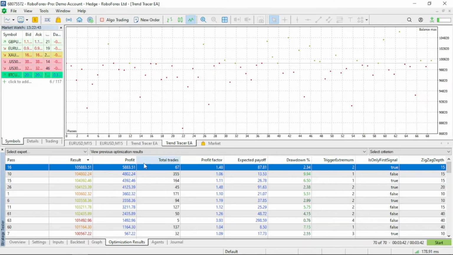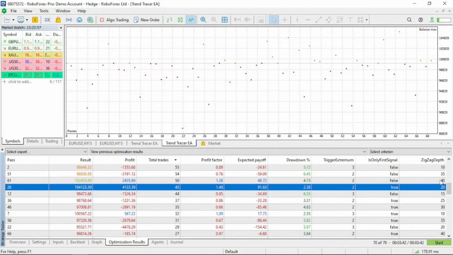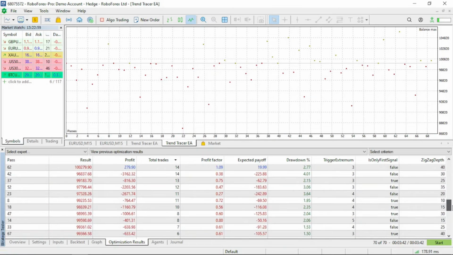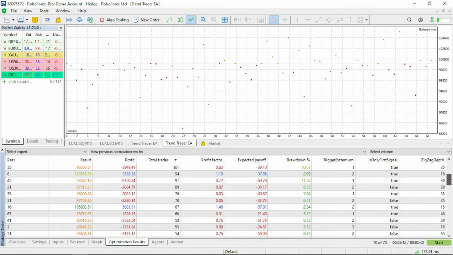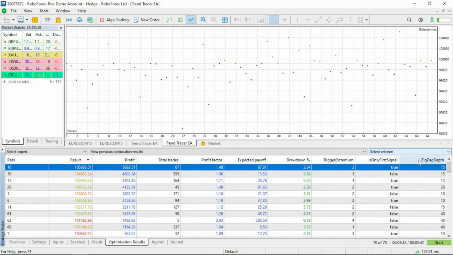For the pound dollar, again, you'll see different trigger extremums and different requirements for the optimization. Again, you have the choice if you want to go with a large amount of trades or a smaller amount. What I'd like to do is use the closest to our set for the EURUSD. That should give us a more averaged out result.